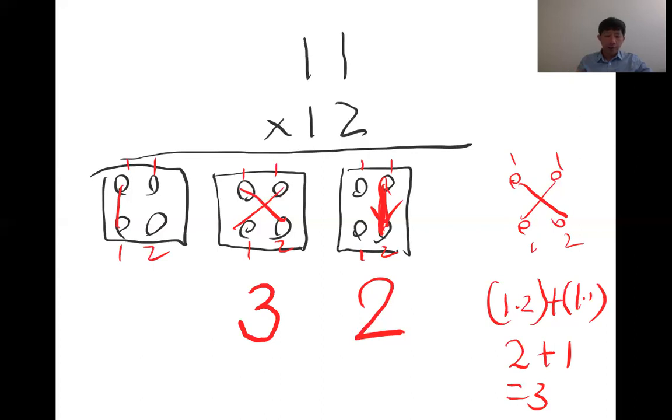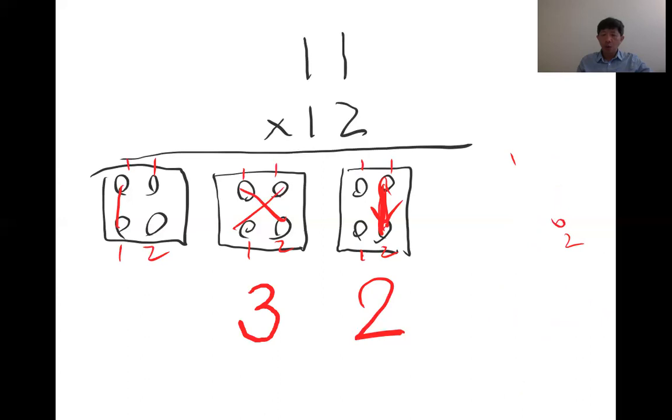Now the final one, okay, erase this. It's 1 times 1, right? We will do the multiplication in this order. So we take 1, 1, 1, 2. Therefore, 1 times 1 is equal to 1. All right, 1 times 1, right?